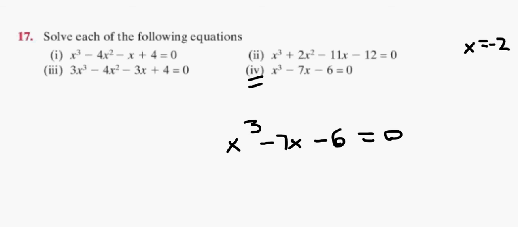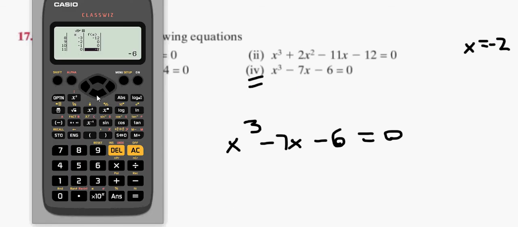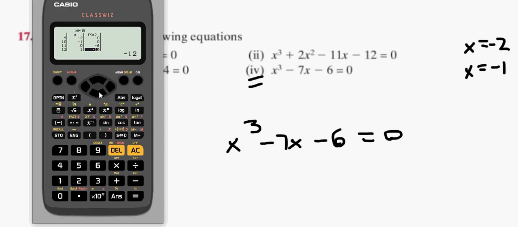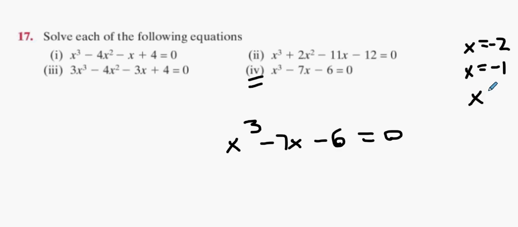Next one. Minus 1 is another one. I think that means 3 has to be the other one. It is, yeah. Now look, I can't just do that in an exam. Like, what did you do to get that?